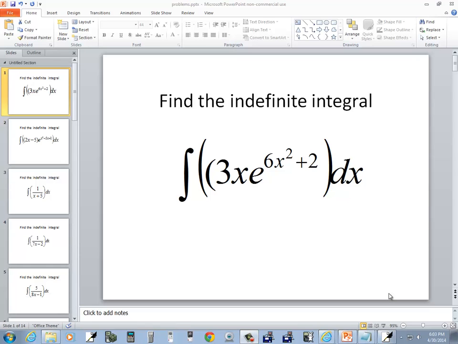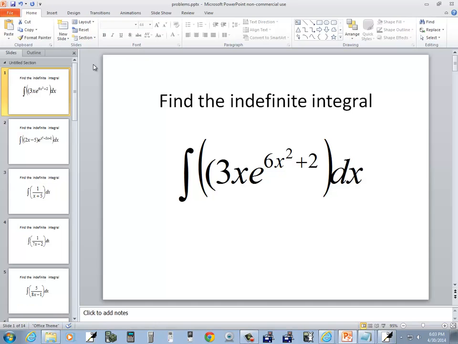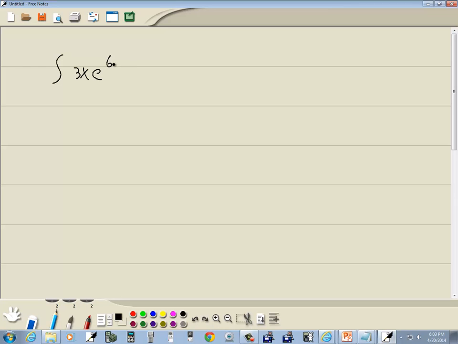Let's take a look at this problem. We've got the integral of 3x e to the 6x squared plus 2 dx. Now, our guidelines for you.